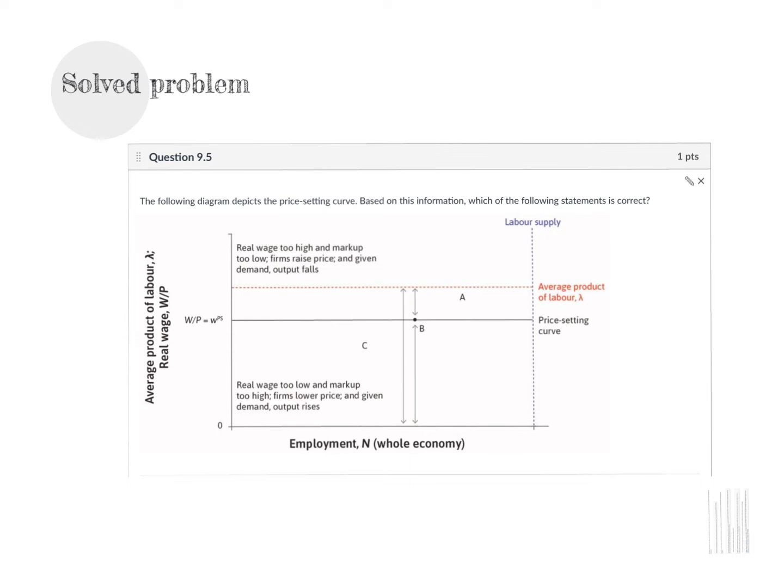All right, let's get down to brass tacks on this price setting curve question. But first, I would like to let you know that this is straight out of the book, so check out question 9.5 in the book. But here we go. So one thing to note here is that everything is per worker.